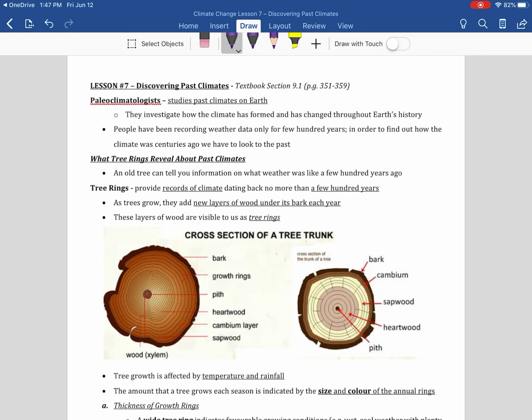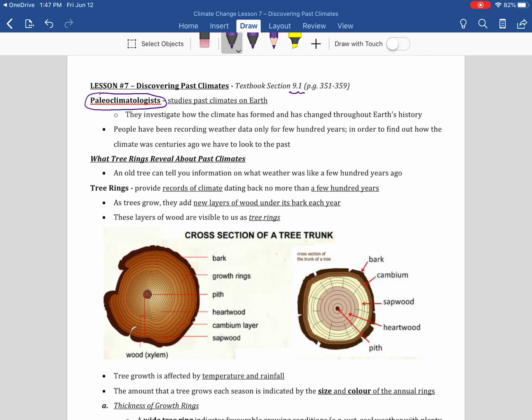Okay, so the scientists that study past climates are called paleoclimatologists, and that's a good word to know. Normally, this would have been something on a final exam. So paleoclimatologists. Just to remind you, this is section 9.1 in the textbook. Okay, so we jumped ahead to chapter 9.